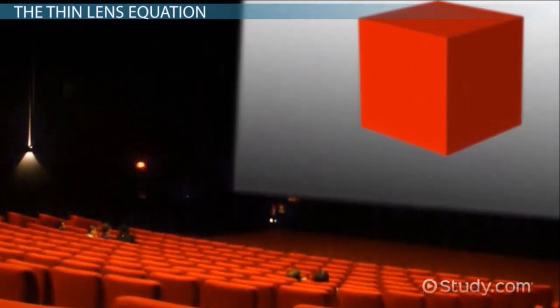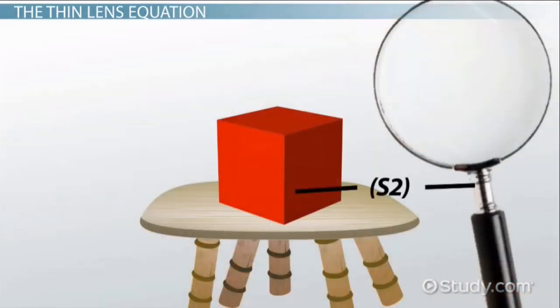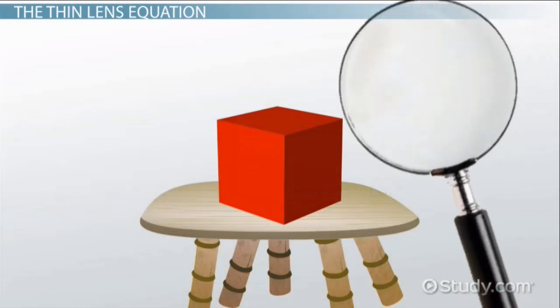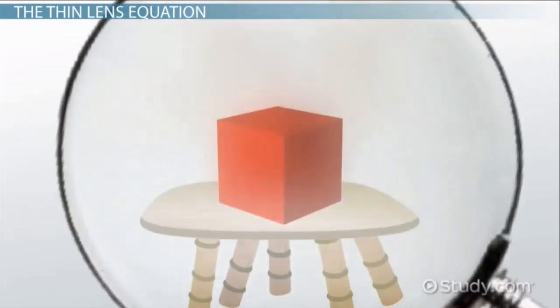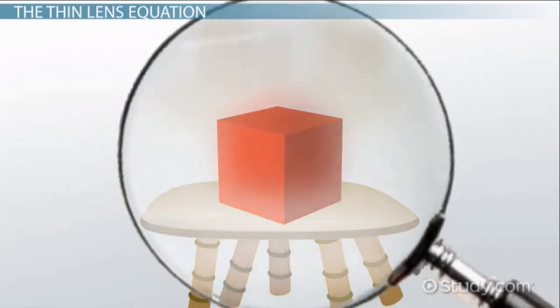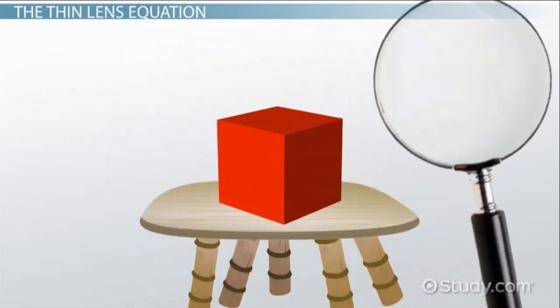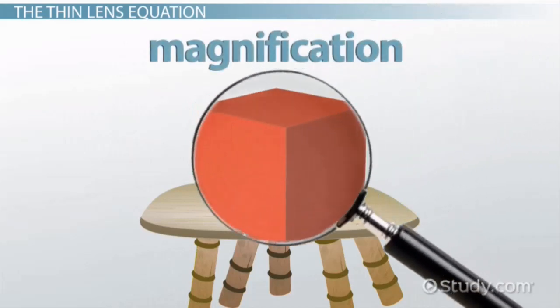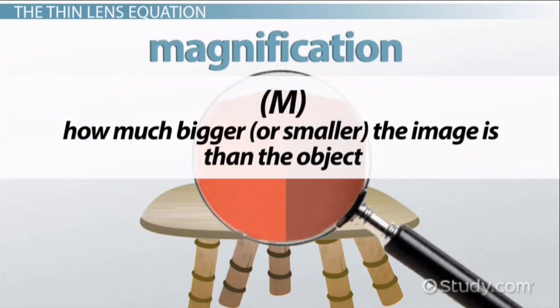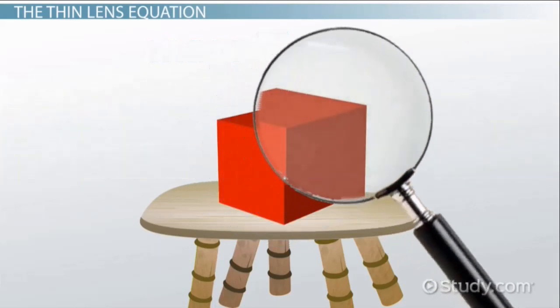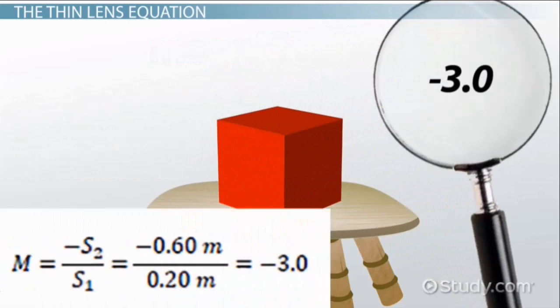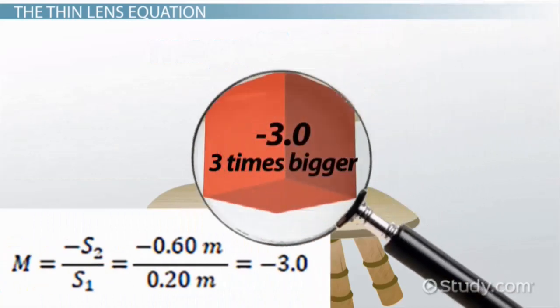What would it mean if the image distance, S2, were negative? In that case, the image would be virtual, and you would have to look into the lens to see it. We can also use this information to find out something about how big the image will be. Once we know the image distance and object distance, we can calculate the magnification, m, which tells you how much bigger or smaller the image is than the object. A magnification of negative 3.0 tells you that the image is 3 times bigger than the original object.